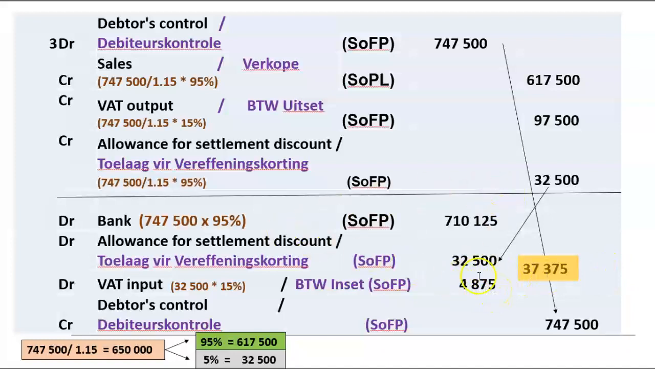So now what happens after I've recorded the transaction? My debtor is out of the books. The amount that I've accounted for in my bank account is the amount that I actually received, 710,125. Sales is still correct. Sales was from the start only 95% of the VAT exclusive amount. My VAT is correct. I have paid there the full amount, but I've claimed back the VAT on the settlement discount, so my VAT is correct. My allowance for settlement discount is out of my books, so I'm a happy chappy. Everything is in order.